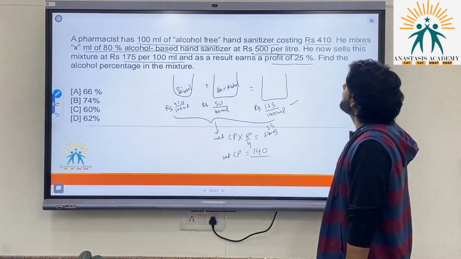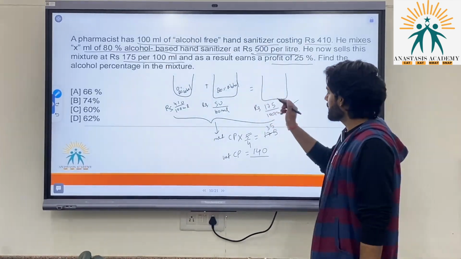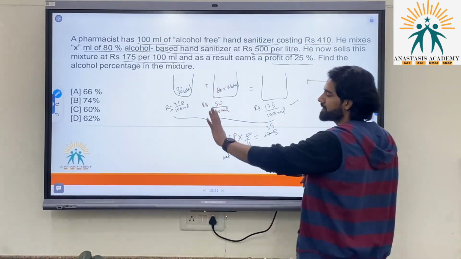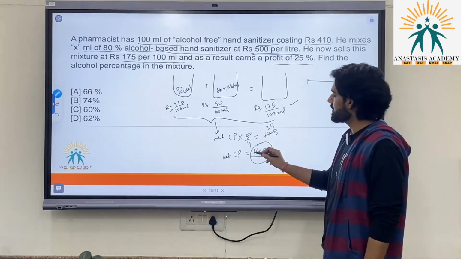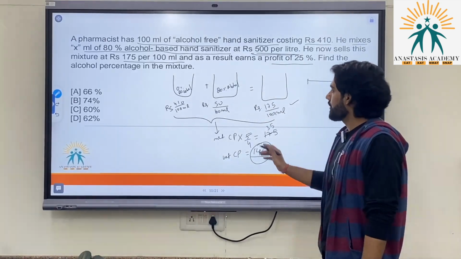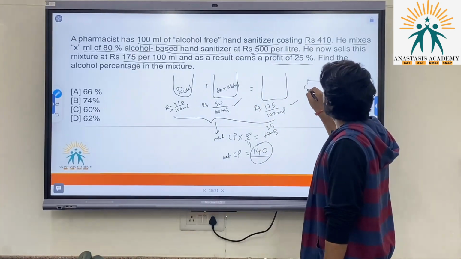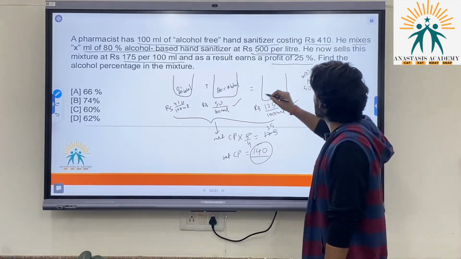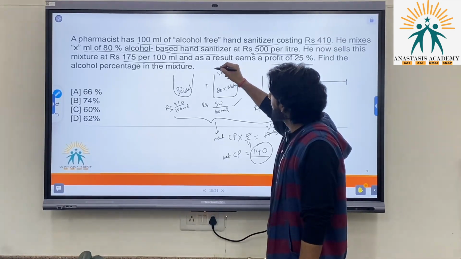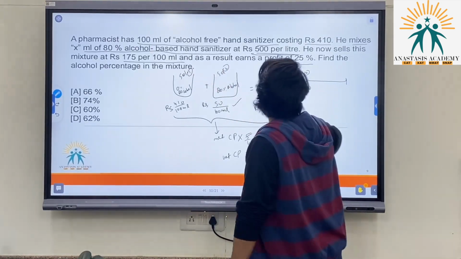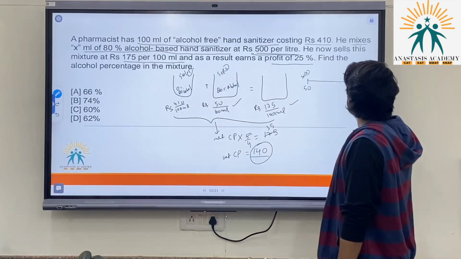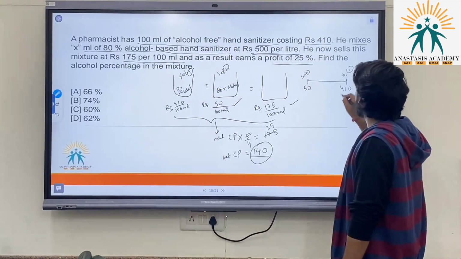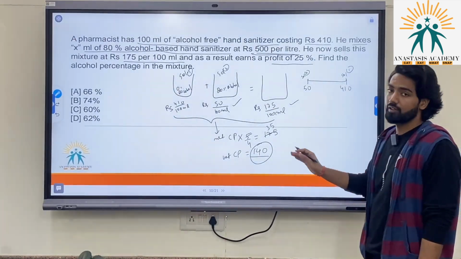Now, using alligation, I can find out in what ratio these two are mixed so that I am getting the net CP of 140. Now, the cost price of this is 50 per 100 ml. Let's call it solution 2 and let's call this solution 1. So it is selling for 50 and this is solution 1 and it is selling for rupee 410, and I am getting a net CP of 140.